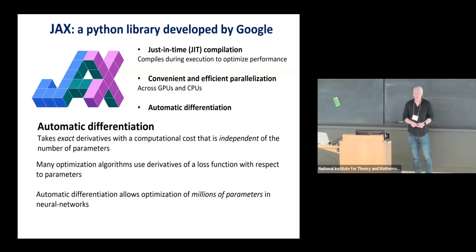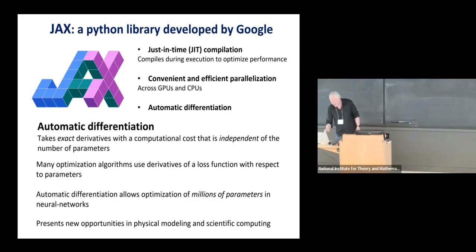And so, we care about matching stuff to data. We don't have millions of parameters, and people can do it with millions of parameters. That sounds promising, or at least potentially useful. And I think this presents new opportunities in physical modeling and scientific computing.